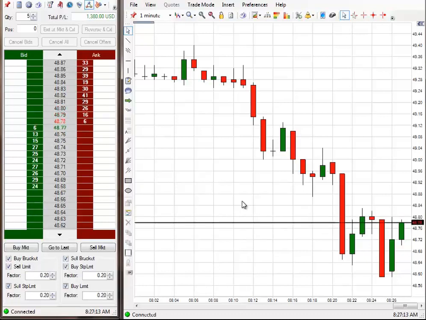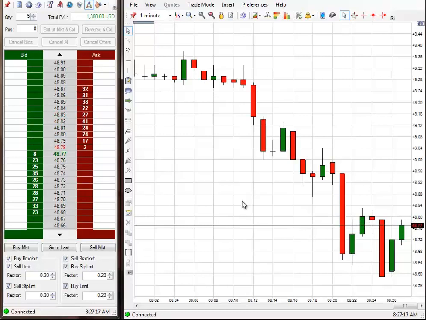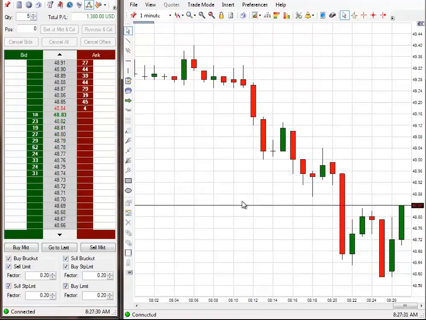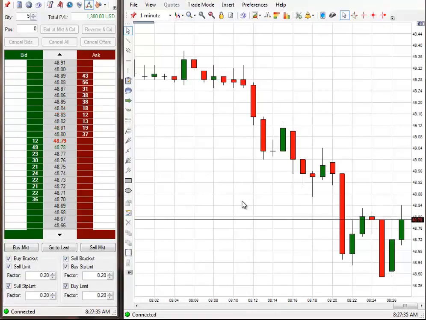So it looks like it's going to give a long entry here. Looking at the code, yeah, we got a long entry off code 1. I'm not going to take it because I got to go right now. But anyway, I'll come back later and see if I can't catch the 1 trade per day strategy. And if not, then I'll be back next week.